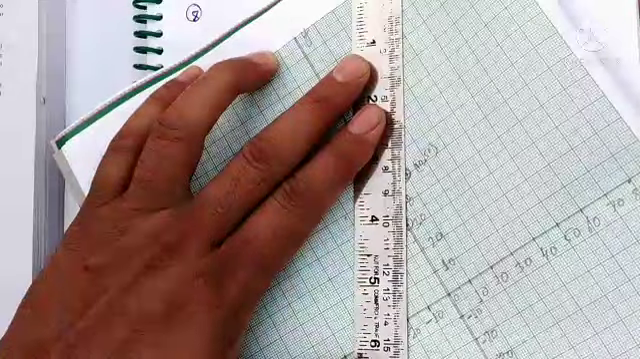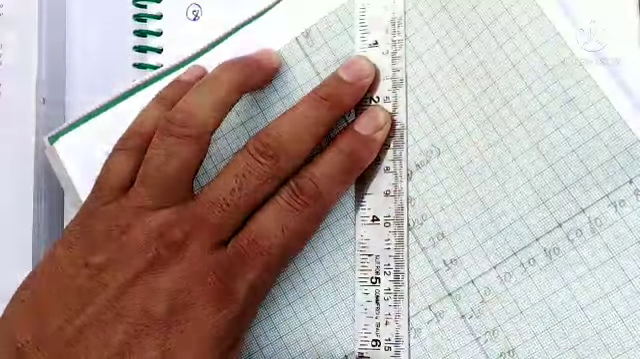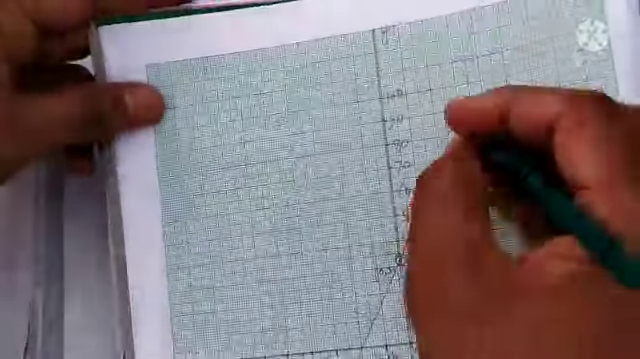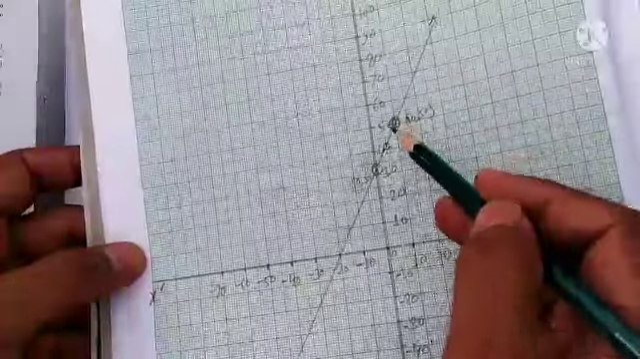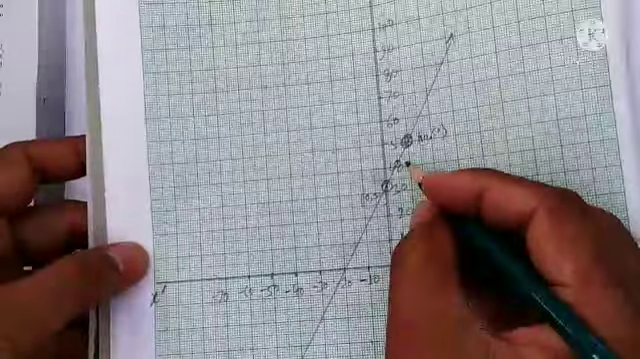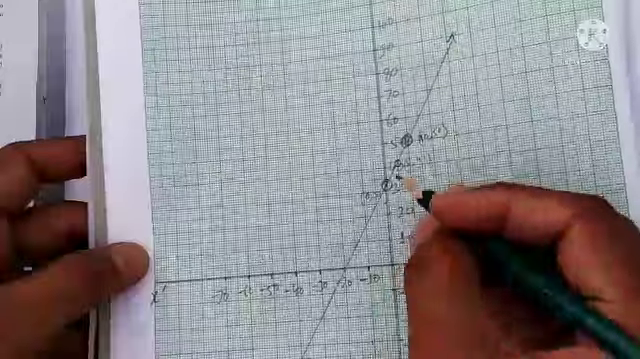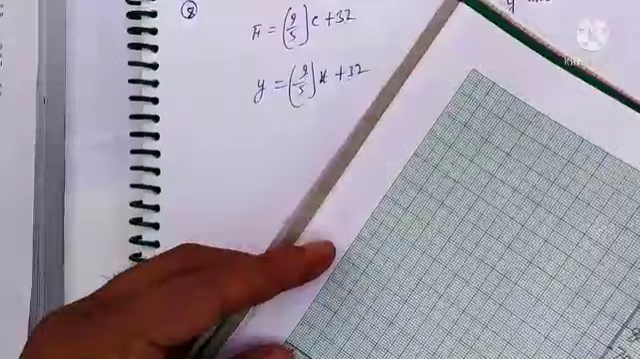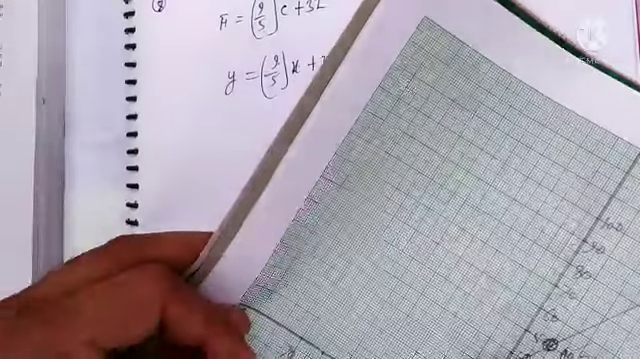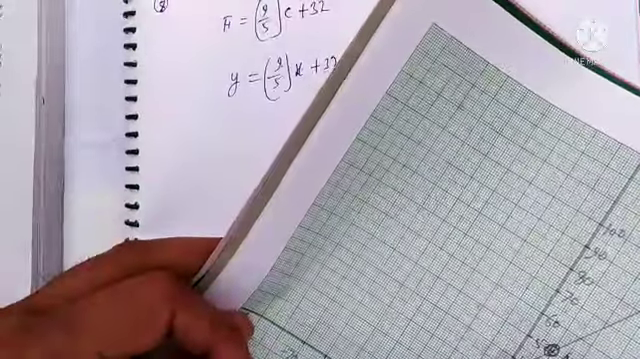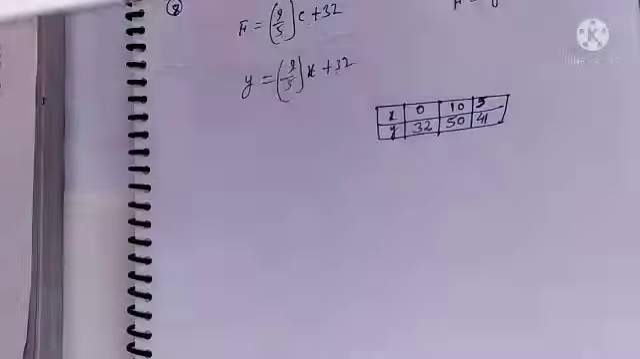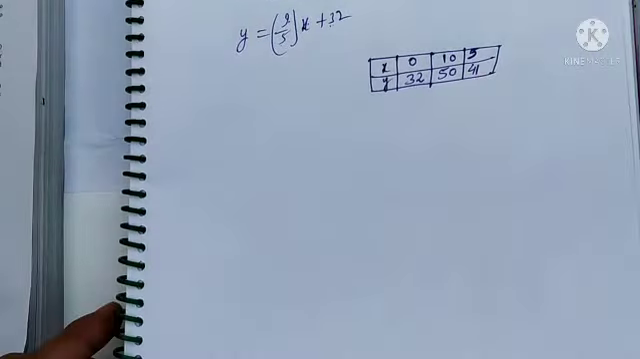Now we have to draw with the help of a scale. These are the points. Here you can see. So these 3 points we have done. This is (5, 41). This is the graph of this. You can write down the name of this graph: y = 9/5 x + 32. This graph we have done easily. Hereafter we will do the other part of this.